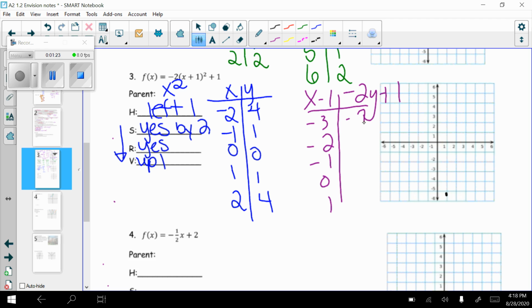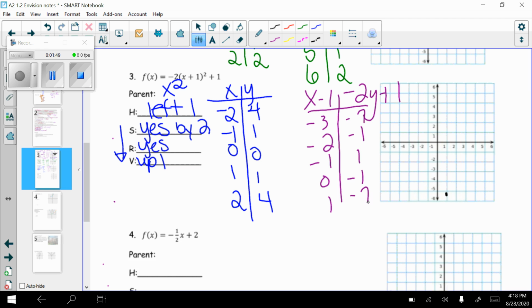We go back to the 1. Negative 2 times 1 is negative 2. Negative 2 plus 1, negative 1. Go back to the 0. So we end up with negative 2 times 0, 0. 0 plus 1, 1. Go back to the 1, and we get negative 2 plus 1 is negative 1. And then the 4 is going to give us the negative 7 because they are symmetrical, and we already knew that. So now we want to plot those points.